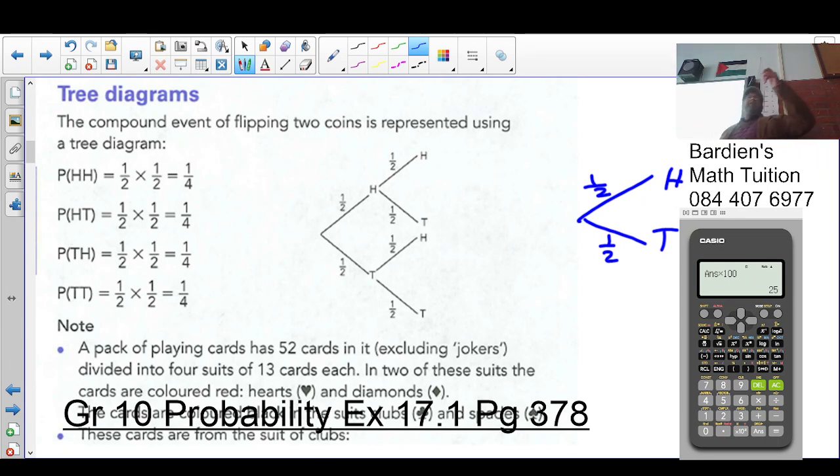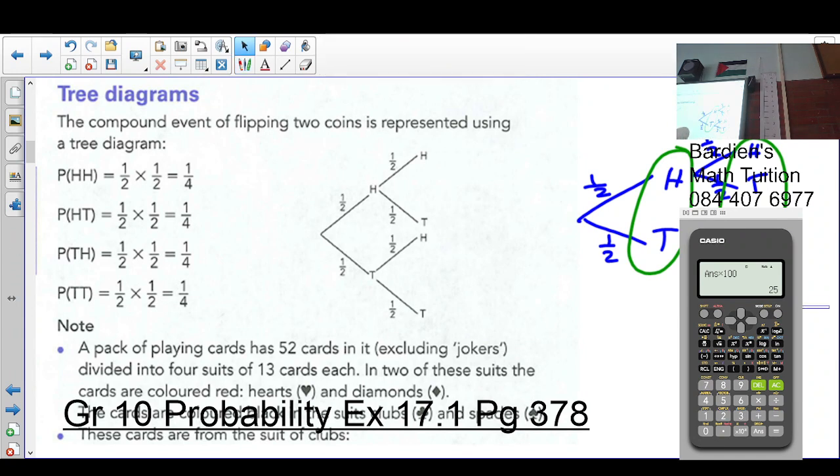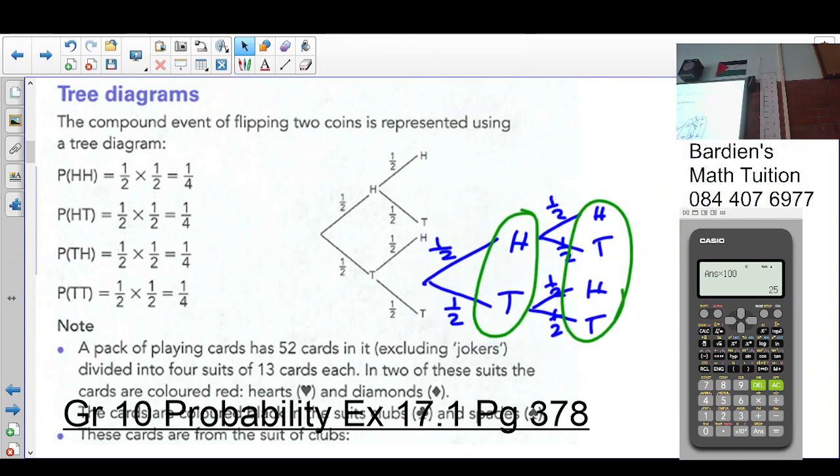So if I flip heads first, what are my outcomes on the second flip? Heads or tails again, which is a half. If I flip tails, again heads or tails. Again half and then half. You see, this here is your first flip, your first toss, and that is your second toss. People, you guys understand? So this is toss 1, and that is toss 2.